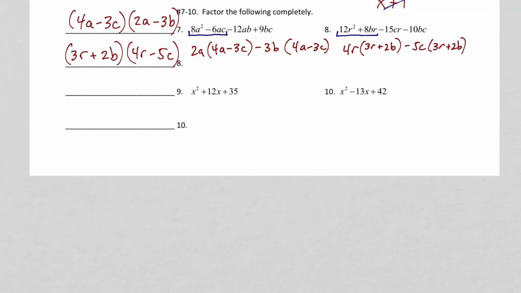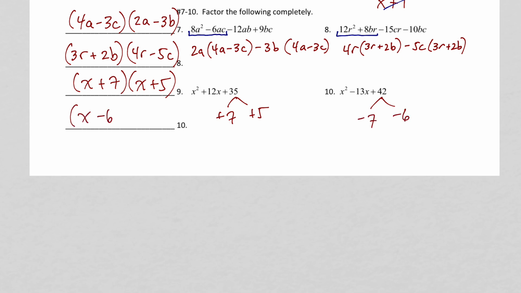Here there's no leading coefficient, so I'm simply looking for factors of 35 that add up to 12. Here I have no leading coefficient, so I'm looking for factors of 42 that add up to negative 13. Oops, I'll just put it the way I wrote it.